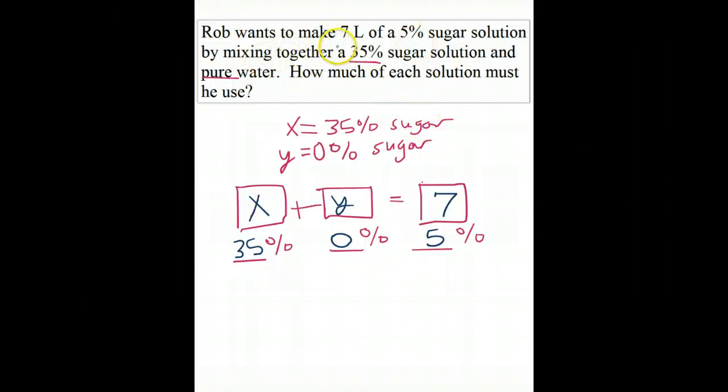Okay, so again, you read over the word problem real quick and make sure you've got all the pieces of information somewhere in here. All right, so I've got my 7 there, my 5% there, my 35% there, and we've got water. So basically we're watering this down quite a bit. We started with 35%, we mixed in a lot of water, and we're only down to 5. So we can pretty much guess we're going to be using a lot of water. When you finally solve this, you should have a good amount of water going into it.